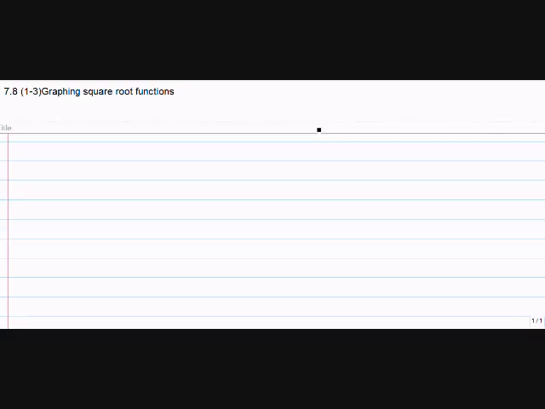Okay, so square root functions. We'll look first at the parent of these square root functions. They call this the parent function, and it's not the general form. Let's not do y equals, we'll write it in function notation, again for a little practice with that. f of x equals the square root of x.